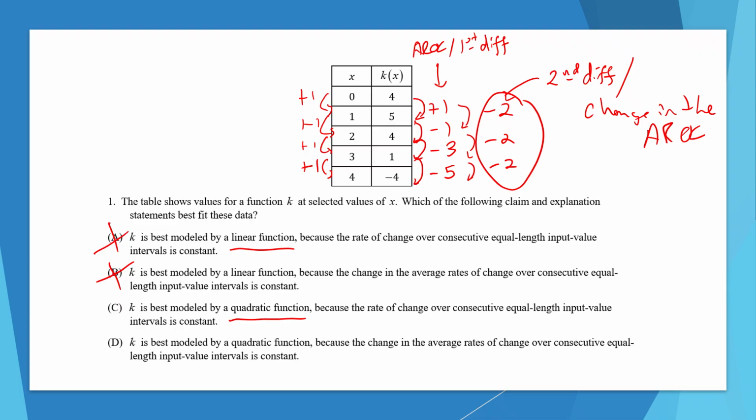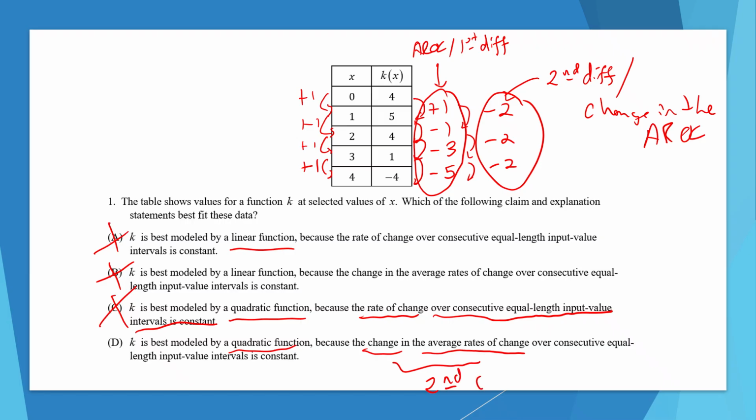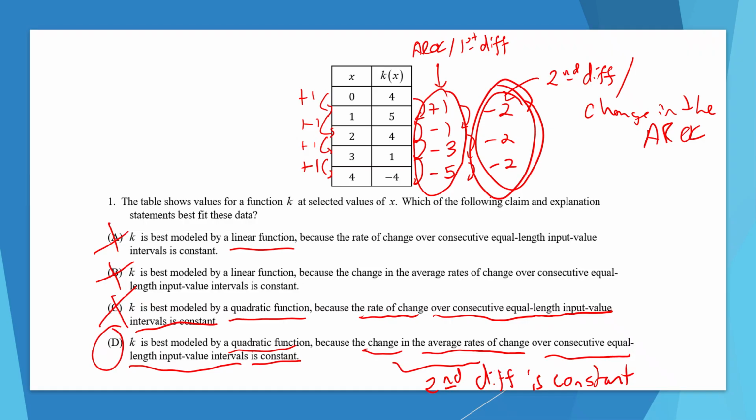So for C, because the rates of change over consecutive equal length input value intervals is constant, that's just saying that this is constant, which is not true. So we can kind of eliminate C from that. Let's take a look at D though, just to make sure. Here it's quadratic, that's good, because the change in the average rates of change, this is the second difference, over consecutive equal length input value intervals, that's a given, is constant. So the second difference is constant is what it's really trying to say, which is true, right? These are all the same number. So D is our correct answer for number 1.